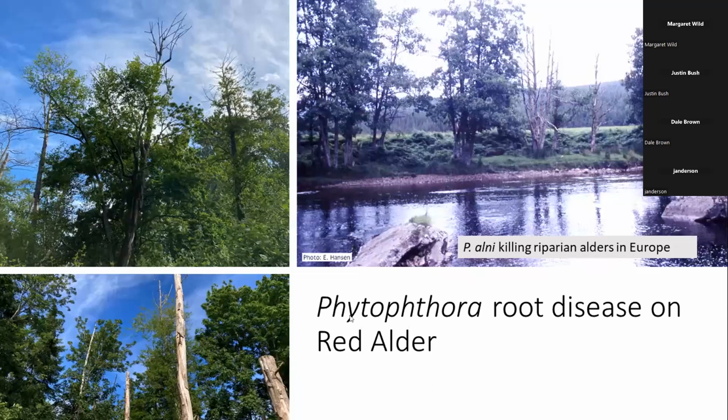So here's an example of one that we're concerned about. It's Phytophthora alnii, and it kills various alder species. It's killing a lot of alders in Europe. I believe this disease originated in the UK. It's a hybrid of two other Phytophthora species that probably came together in a nursery and formed this hybrid that's very aggressive on alder. We don't have Phytophthora alnii in the US, but we have Phytophthora alnii uniformis.